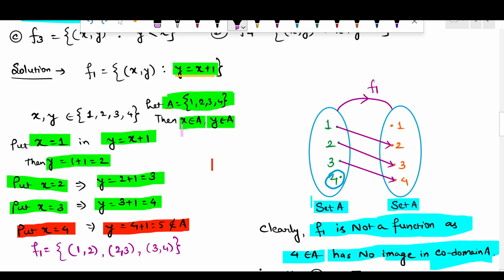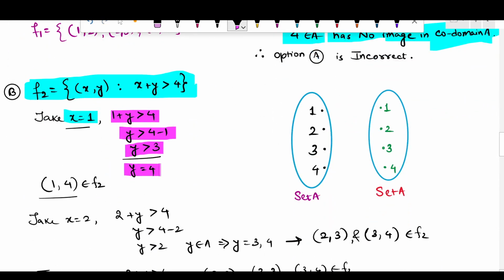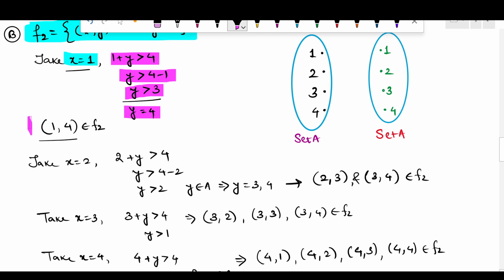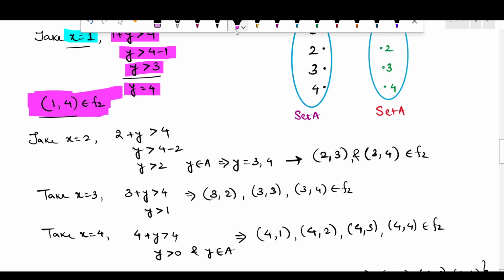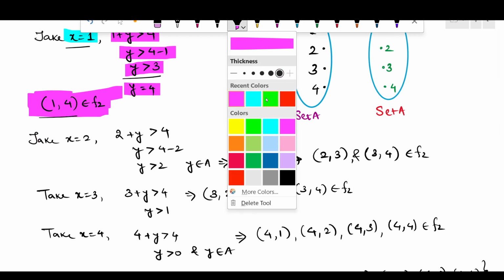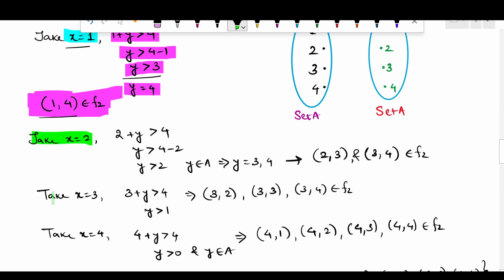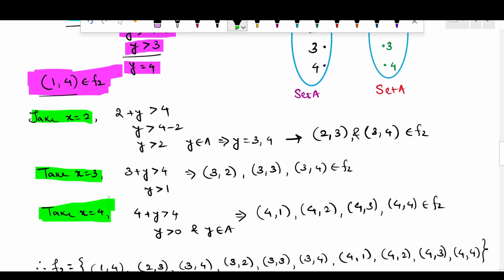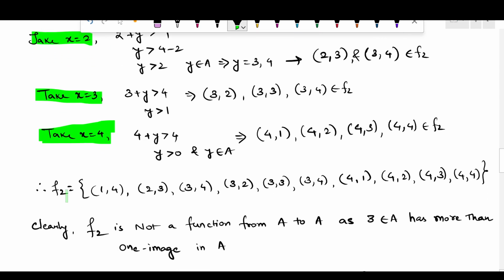right? So y greater than 3 means y is 4, right? Therefore we get the first ordered pair of f2 as this. Now similarly you may put x equals 2, 3 and 4 and check what values you get for y. But notice that x and y should belong to the set A, and this condition also holds. So you will get your f2 as this, right?